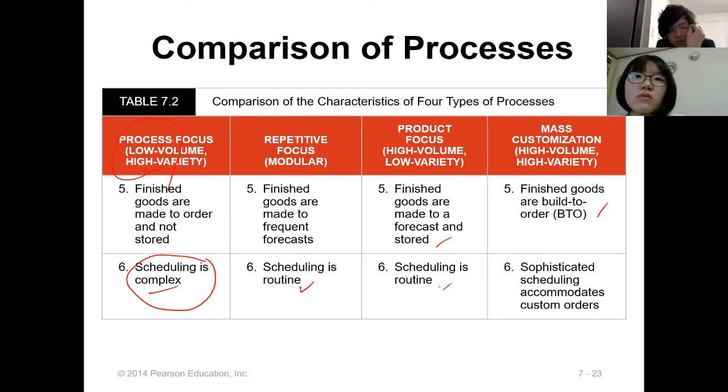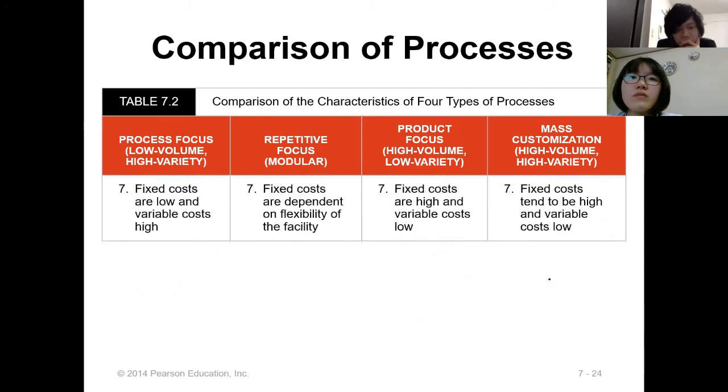But when it comes to mass customization, scheduling is a bit more difficult, because you're talking about the different orders. We have the custom orders. Custom orders mean the order is different from one customer to another customer. Right, so you can see this.